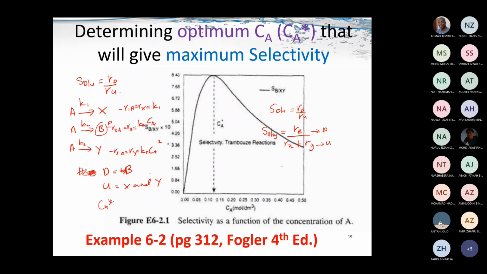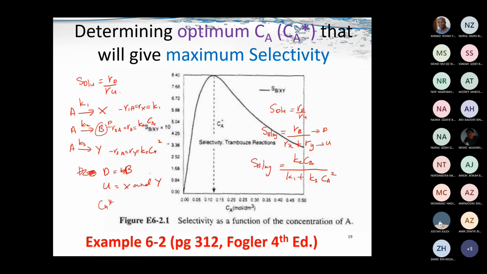Okay, so daripada situ masukkan balik what is RB. RB is this one which is K2CA over with the Rx. This is Rx, K1 plus with this one K3CA kuasa 2. Okay, so this is your SBXY. Okay, remember what I've said previously, in order to get the CA optimum, you kena differentiatekan between dSBXY over with dCA.